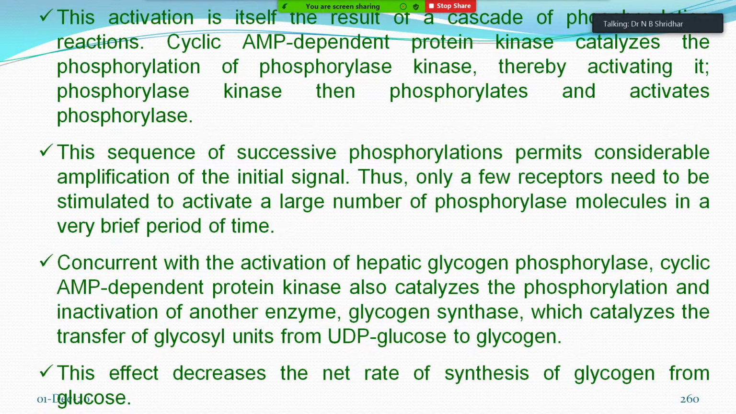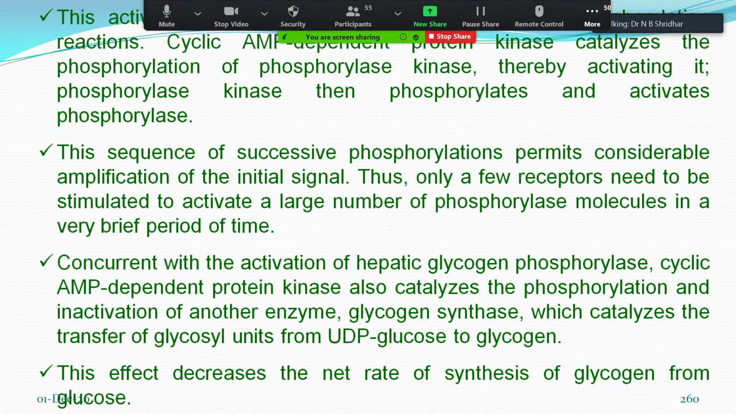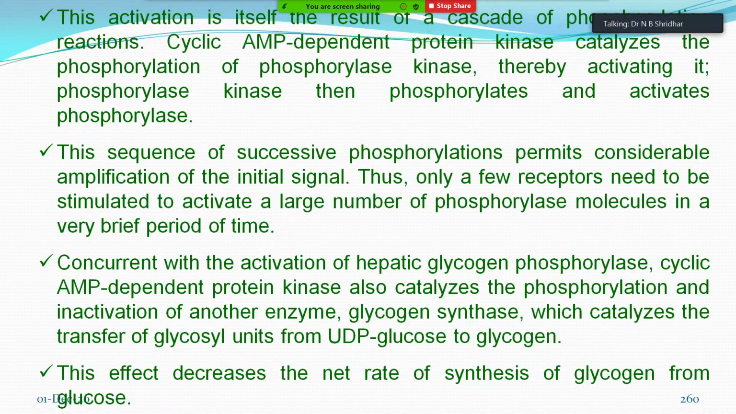This activation itself is a result of a cascade of reactions, especially the cyclic AMP dependent protein kinase catalyzes the phosphorylation of phosphorylase kinase, thereby activating it, and then phosphorylase kinase phosphorylates and activates the phosphorylase enzyme. This sequence of successive phosphorylations permits considerable amplification of the initial signal. Because of this, only a few receptors need to be stimulated to activate a large number of phosphorylase molecules in a very brief period.